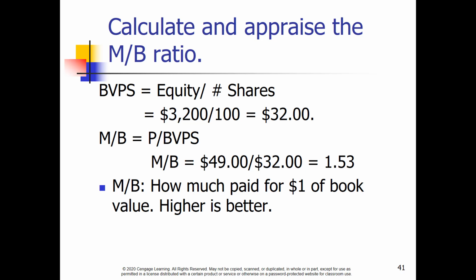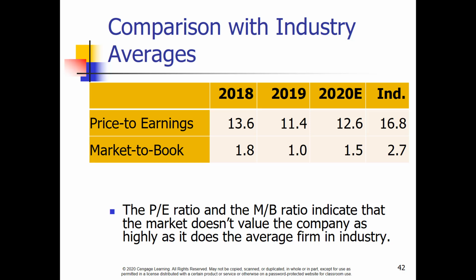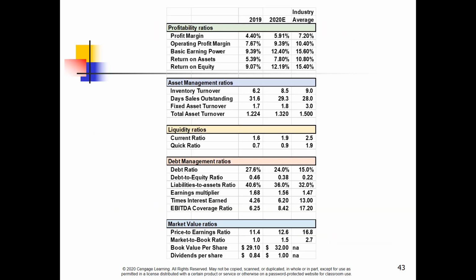A market to book less than 1 implies that theoretically the firm's shares could be bought for less than the book value of its assets. While true value and liquidation value do not necessarily equal book value, the implication of a market to book less than 1 is still negative. Comparing Computron's market value ratios, we can see that both price earnings and market to book are still below average, though they have improved. This table recaps all the ratios we've computed for Computron.